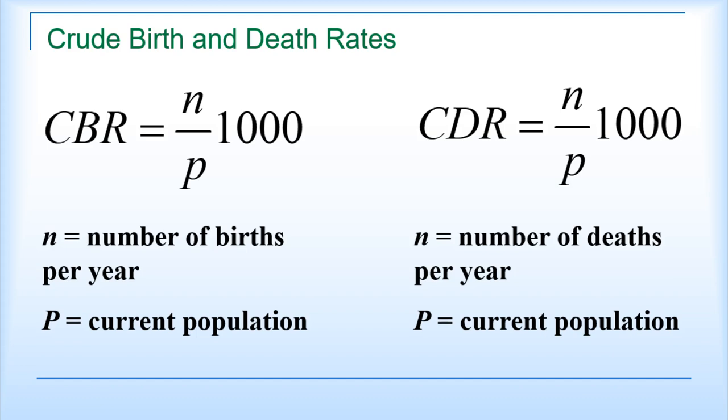And so the two big quantities that we're going to start with are birth and death rates. And crude birth rate, which is the number we'll use, and we'll just call it birth rate, but CBR, is the number of births per year divided by the current population, and it is always per 1,000 people. Okay, and so how many people are being born or dying per 1,000 people.